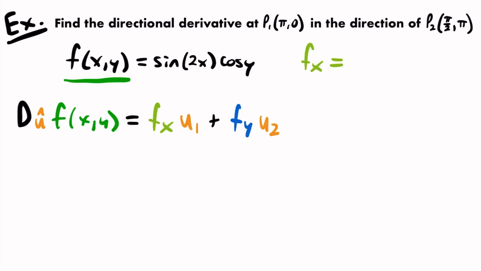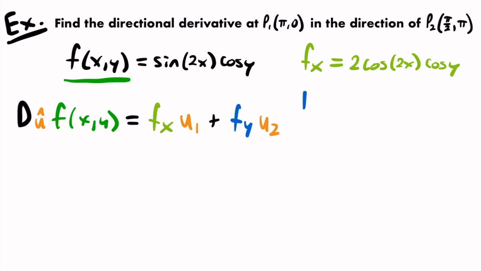For fx, we need to take the derivative of sine of 2x, but then cosine y is just a constant with respect to x. So that's essentially just the coefficient or number being multiplied by sine of 2x. So just take the derivative of sine here. The derivative of sine is cosine, so you'll have cosine of 2x, but then don't forget to multiply that by the derivative of the inside function, which the derivative of 2x would be 2. So really, let me rewrite this. We would have 2 times cosine of 2x times cosine y. All right, so that would be fx, or the partial derivative with respect to x.